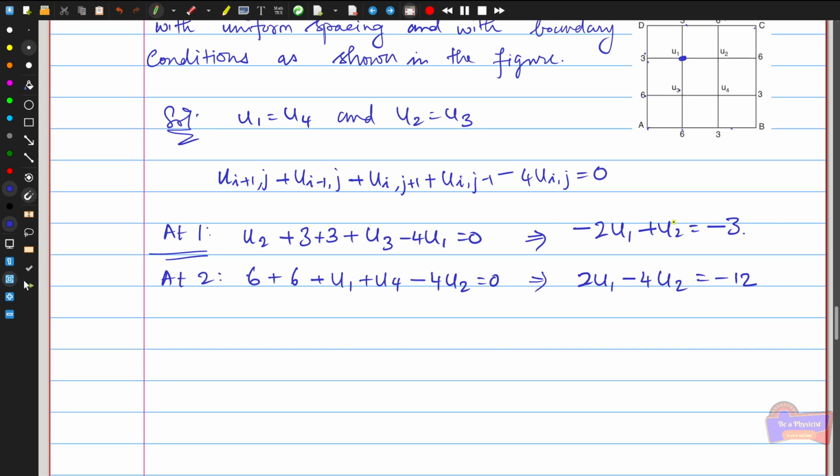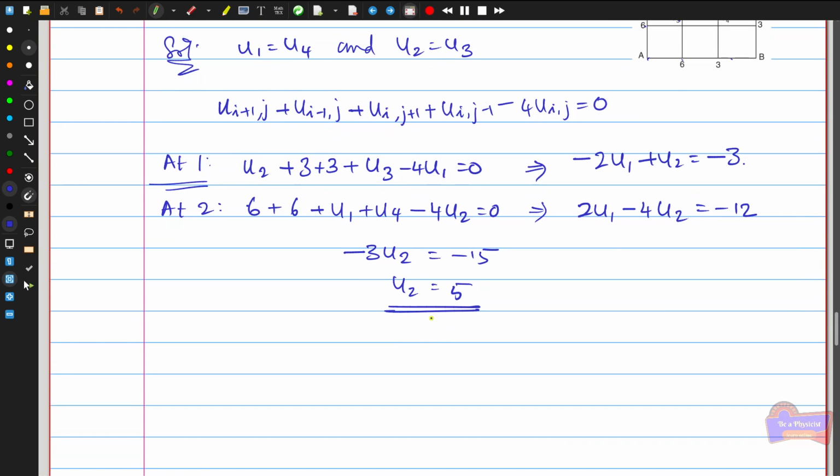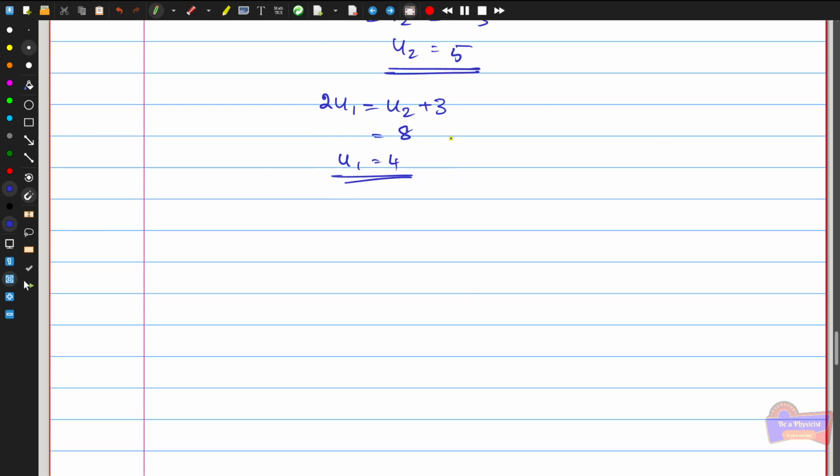So now we have a set of two algebraic equations. If you add these two equations, then the u1 values get cancelled, so that minus 3u2 is equal to minus 15, or u2 is equal to 5. So I have calculated the value of u2. Then you can substitute the value of u2 in any one of these equations. Then 2u1 is equal to u2 plus 3, which is equal to 8, or u1 is equal to 4. So the values of u1 and u2 are found.